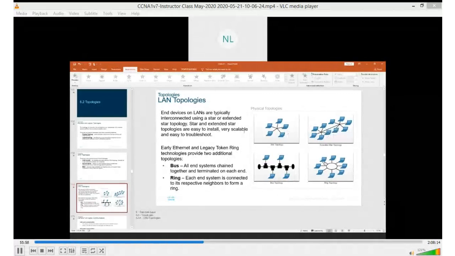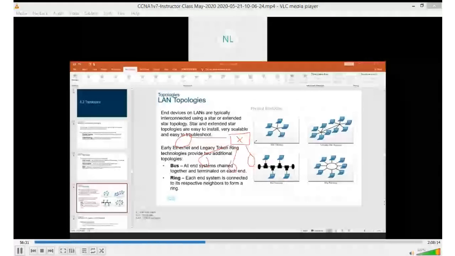Now, when we say a star, a star has one single point of failure. Say, for example, you have a switch, and this switch is connecting to a PC, to another PC, to another PC, to another PC. So every connection in this line must pass through this switch. This is a star, and it is one point of failure. It means if this switch fails, none of these PCs will be able to communicate with each other.